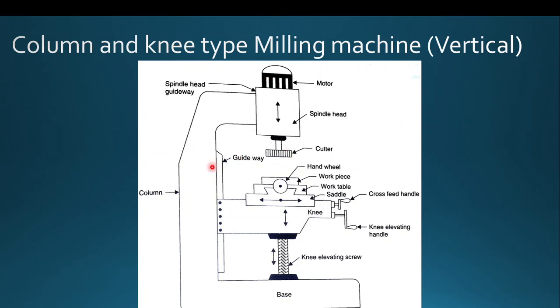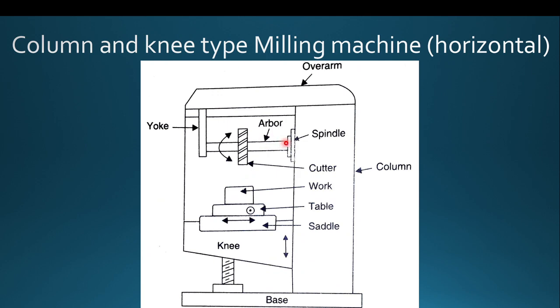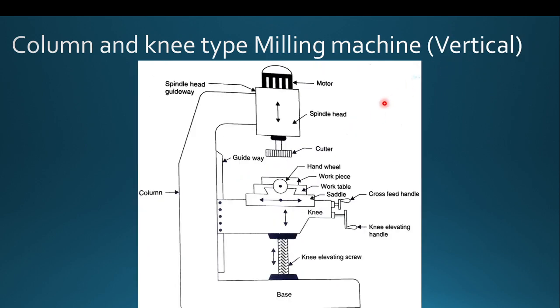See, the difference between this machine and that machine is only the axis of rotation of your spindle. Here the axis of rotation of the spindle is horizontal, that's why it is a horizontal type machine. But here the cutter is connected with a vertical spindle. Here the axis of rotation of the cutter is vertical. So for the case of face milling operation or side milling operation, we can go for this kind of spindles.